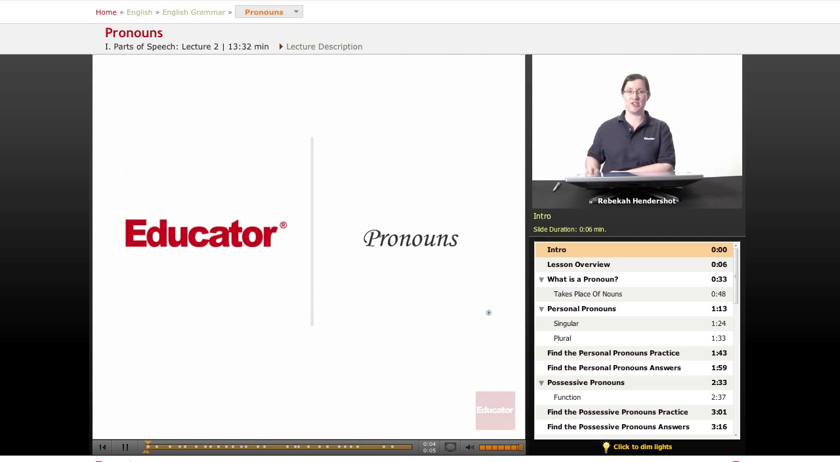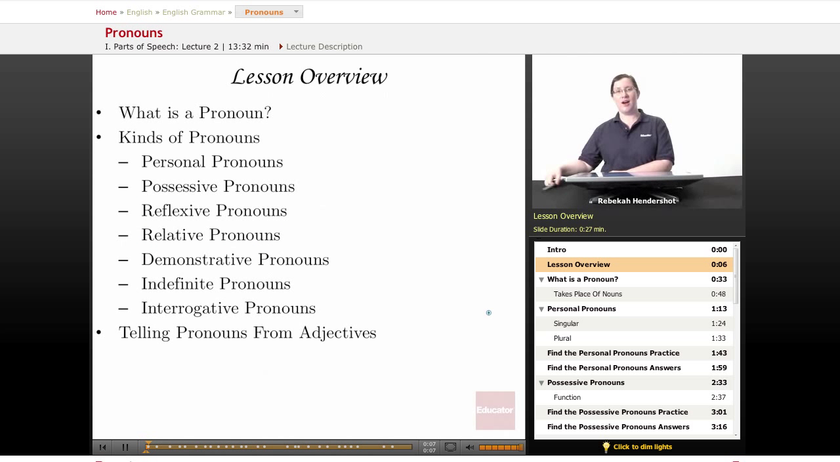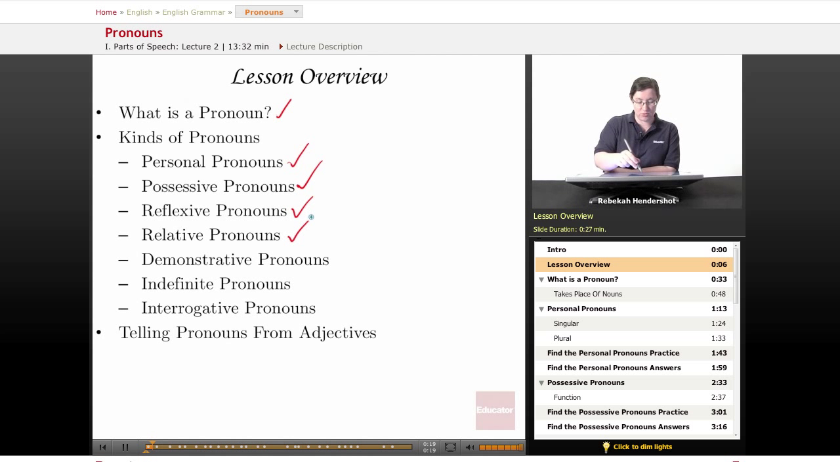Let's get started. All right, we're going to begin with a brief lesson overview. We're going to ask, what is a pronoun? What is it? How does it work? And we're going to look at the many different kinds of pronouns. Personal pronouns, possessive pronouns, reflexive pronouns, relative pronouns, demonstrative pronouns, indefinite pronouns, and interrogative pronouns. That's a lot of pronouns. And finally, we're going to focus on how to tell pronouns apart from adjectives because they do different things, so you have to be aware of which one's which.